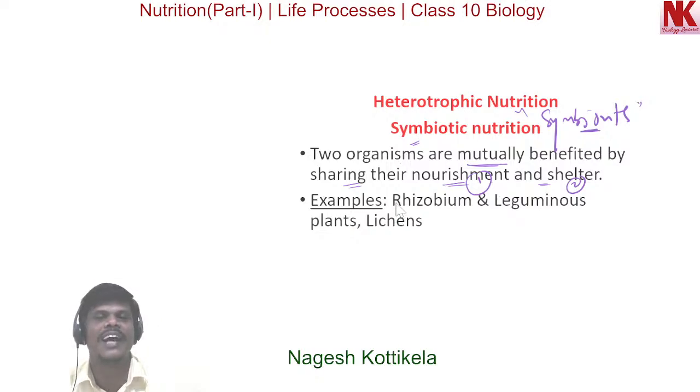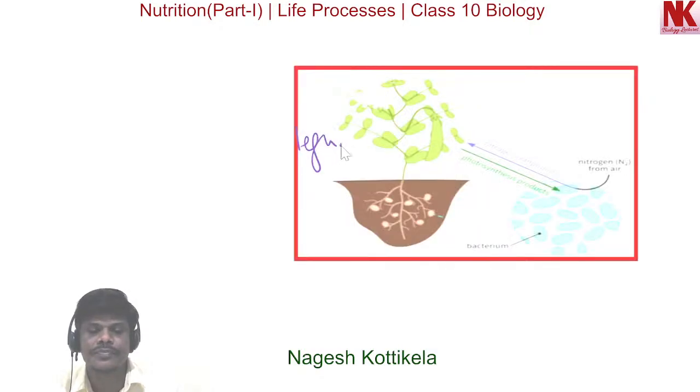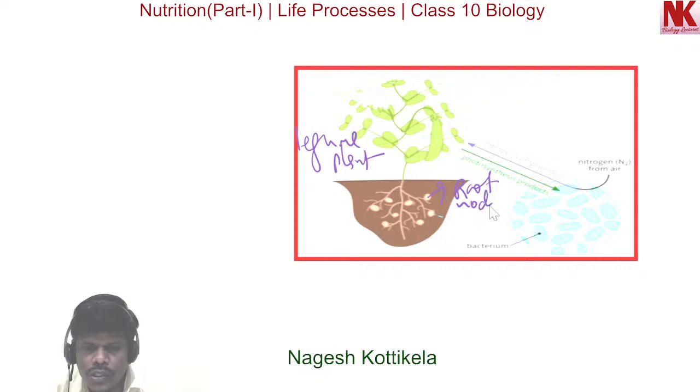Here if we look at the example, Rhizobium and leguminous plants. This is one example. A symbiotic association is seen between Rhizobium, which is a bacteria, and leguminous plants. You can see here the picture. This is a leguminous plant, and you can see these are the root nodules.